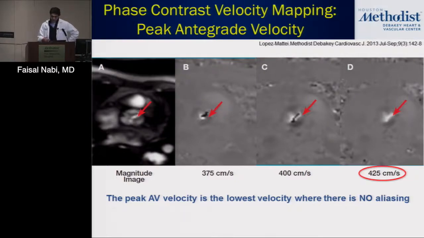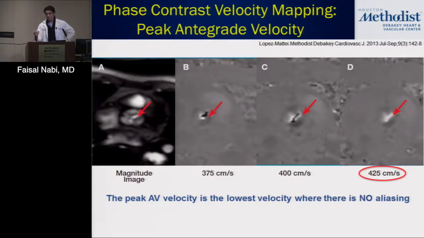So if you look at the 375 centimeters per second, when you put in the computer a venc of 375, that's the maximum velocity it can see. If you see any velocity that's faster than that, it will alias, and you'll see that speckling snow pattern, black and white. You can see that both at the 375 and the 400. But when we put in a venc of 425, you can see now that you have laminar white flow. So here the peak velocity for this valve would be 4.25 meters per second.